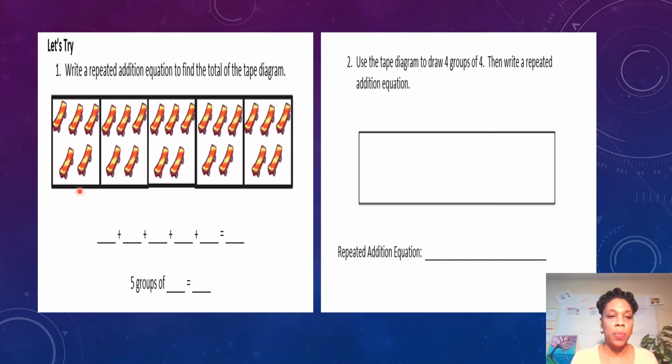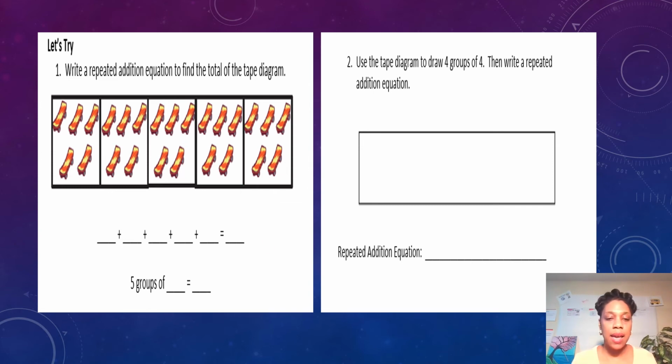Okay, so let's look at the first group. In the first group, I have some, I think these are skateboards, and we're going to count them. 1, 2, 3, 4, 5. I have 5 skateboards in that group. How many do I have here? 1, 2, 3, 4, 5. Another 5, and another 5, and another 5. In each group, I know it's equal because they all have 5 skateboards in each one of those groups.